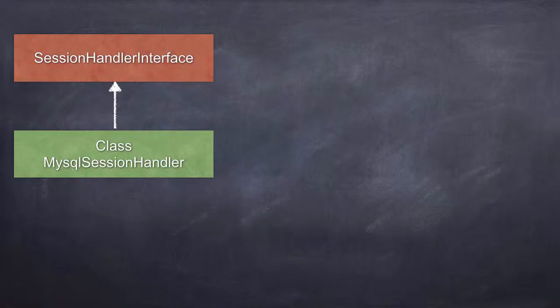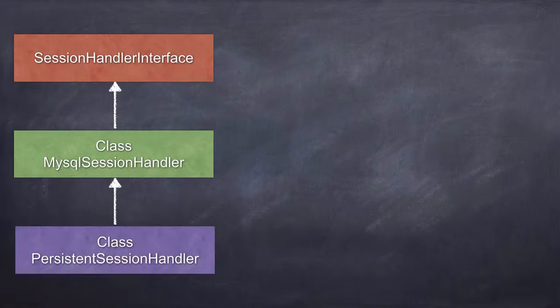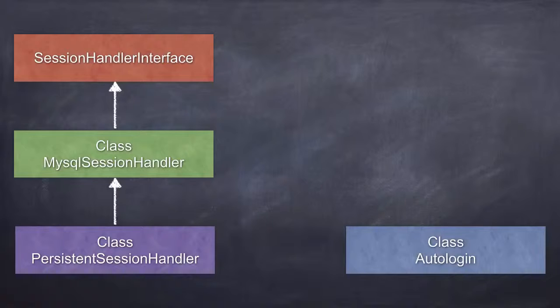What we're going to do in this lesson, and after that, we're going to have a different class, persistent session handler, because we want to do garbage collection on the sessions that we're not using. That's why we need to put the sessions we're not using into a separate database to garbage collect them. And for the auto login, we're going to have another class separate from all of these classes.